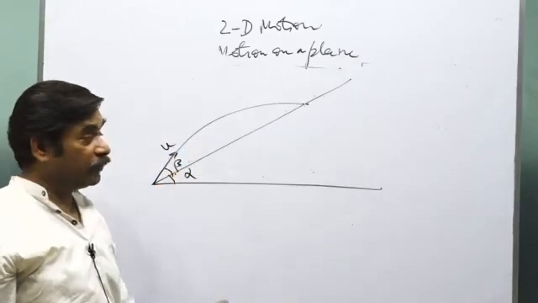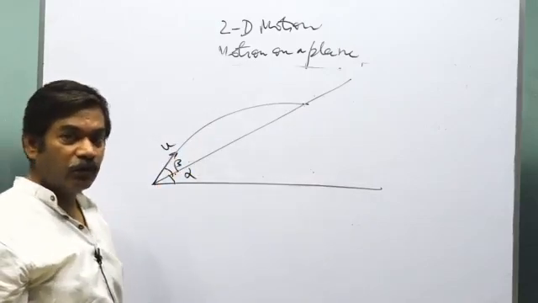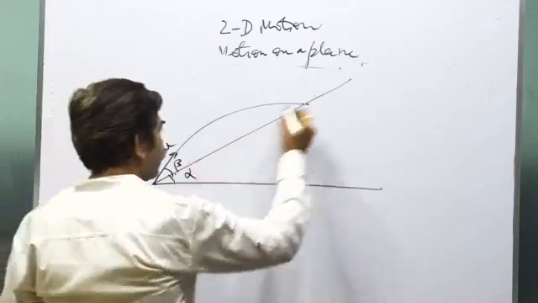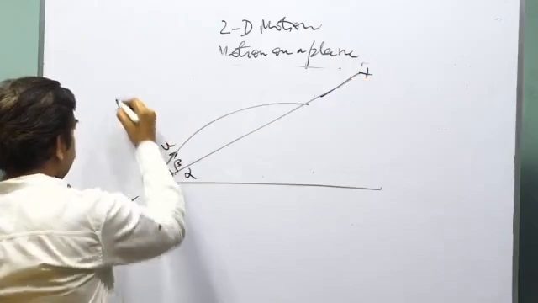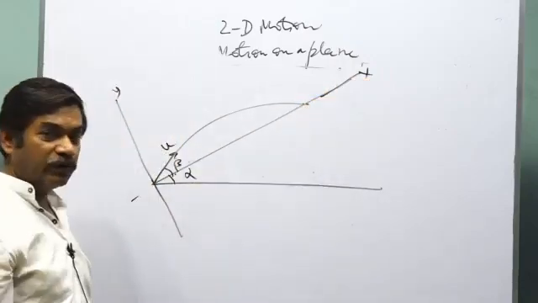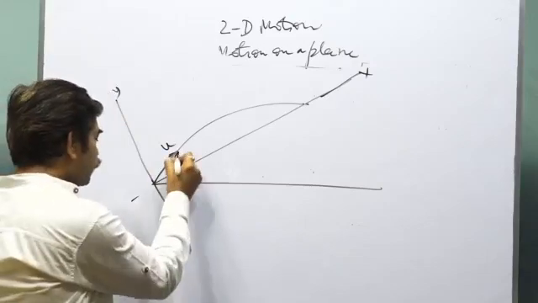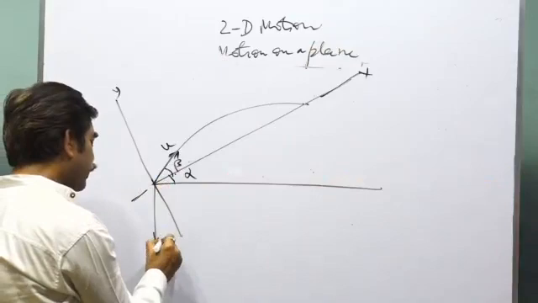Now see, as I told you in the beginning, when the motion is on an incline, consider the x direction along the incline and the y direction perpendicular to the incline. Now your x becomes along the incline, and y becomes perpendicular to the incline. Initial velocity is along this direction and acceleration due to gravity is vertically downwards.